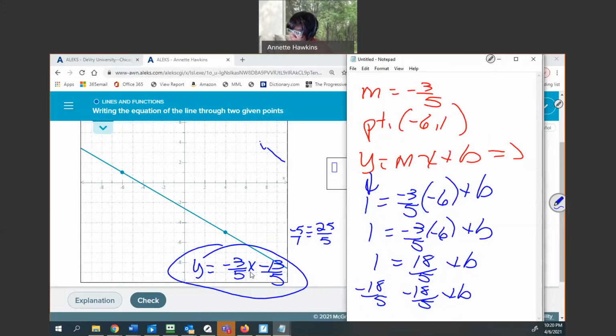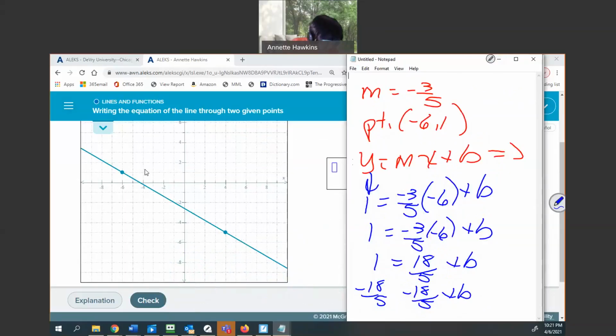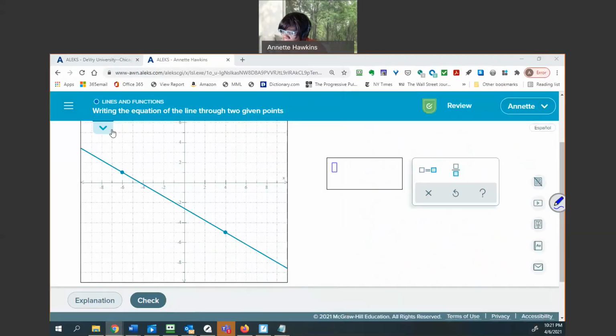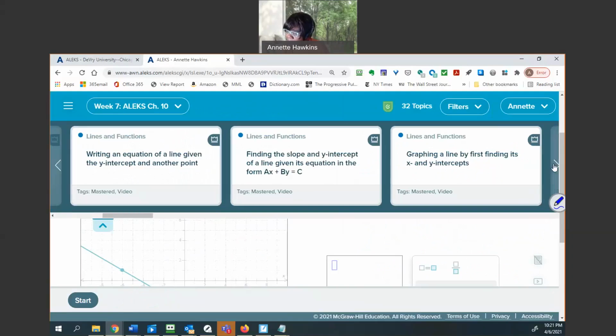All right, let's continue. I'm getting close. Okay, so this is the final problem. Writing the equation of horizontal and vertical lines.